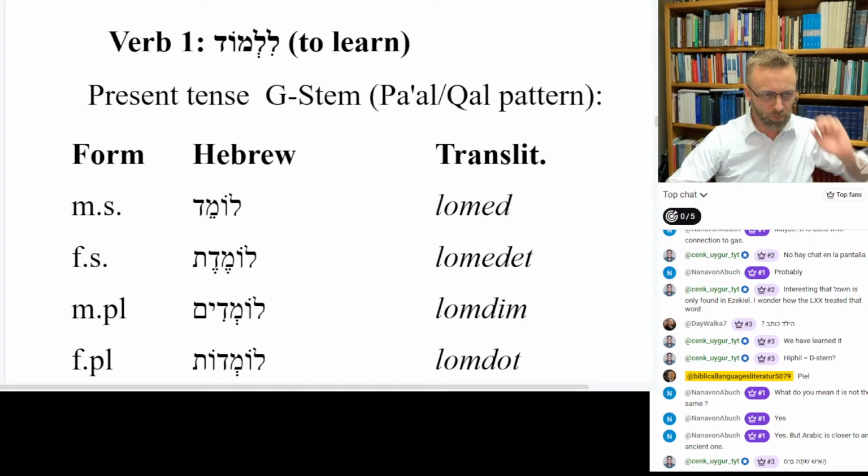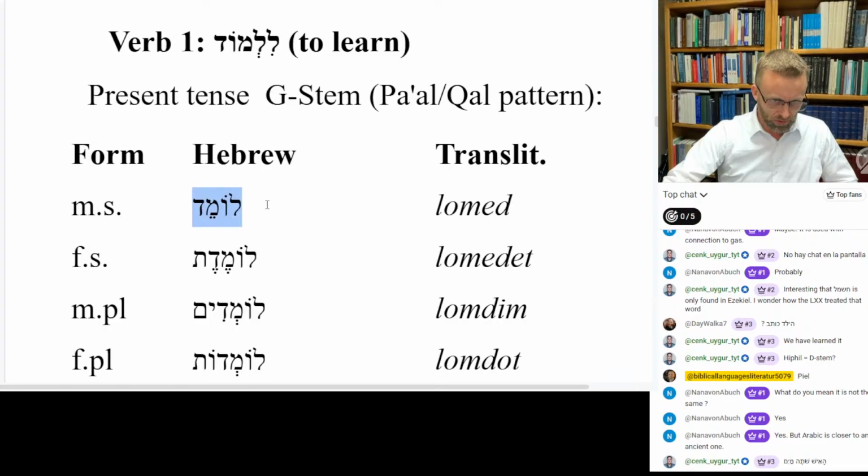To learn. Binyan pa'al, binyan kal, or what we're going to use, the G stem. So present tense, learning, lomed. That's the masculine singular. Lomed. Okay. The feminine singular, lomedet. And try to say these out loud, or mouth them if you're able.